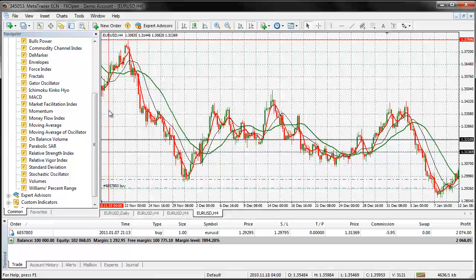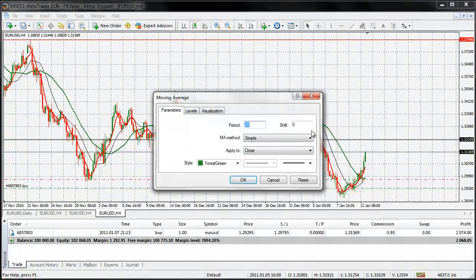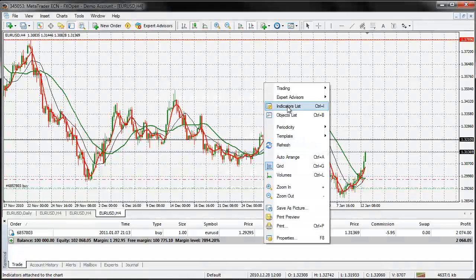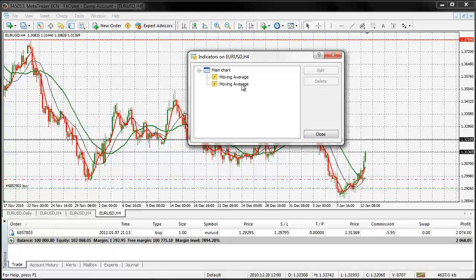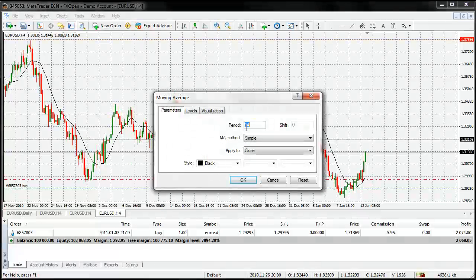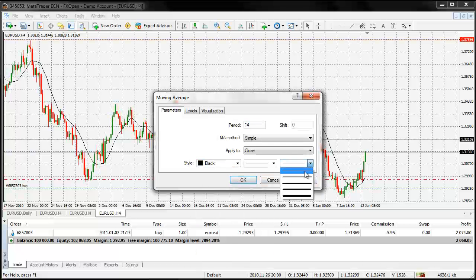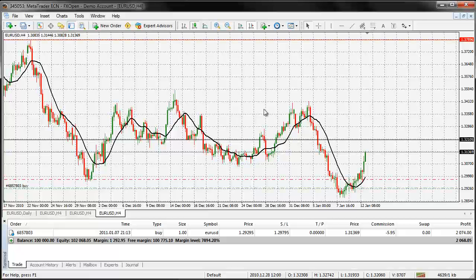Okay, now let me just remove this out of the way, and let's give you another example of what we can do here. Alright, I'm just going to go to my indicators list and remove a bunch of these and just stick with one of them for the time being. Now, this one here I believe is actually the default. Okay, so it's set to a period 14, and I've just coloured it black. I'm going to make it a darker black for this example.